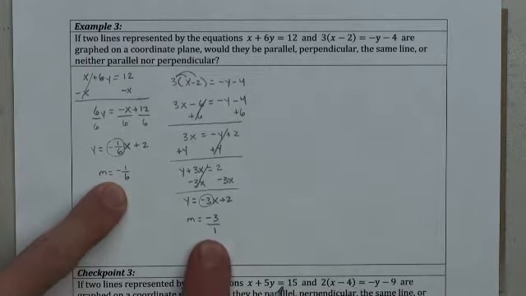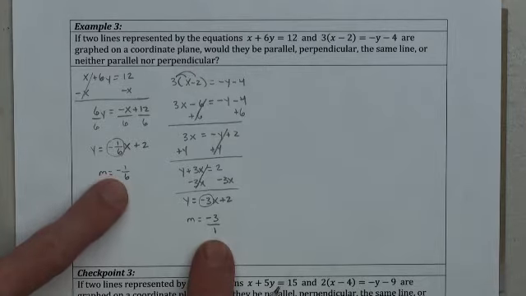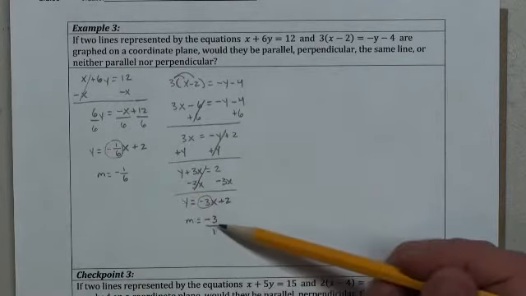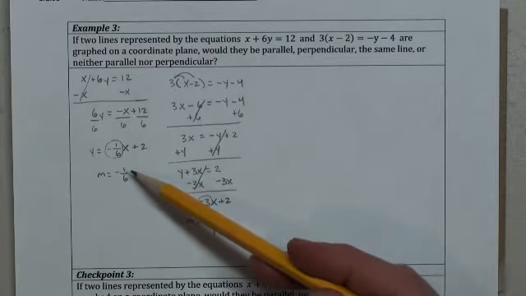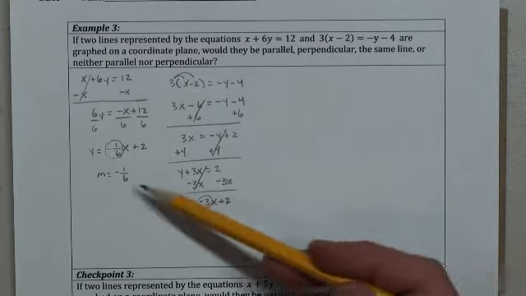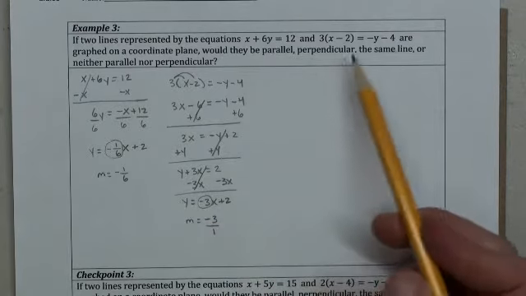Now, you can see that those slopes are not equal. Okay, so it's not parallel. Those slopes are not negative reciprocals either. Okay, if these were negative reciprocals, they would be the exact same thing, but one of them would be flipped over and would have a different sign. Okay, so this one would have to be 6, or this one would have to be 1/3. All right, and they're not negative reciprocals.